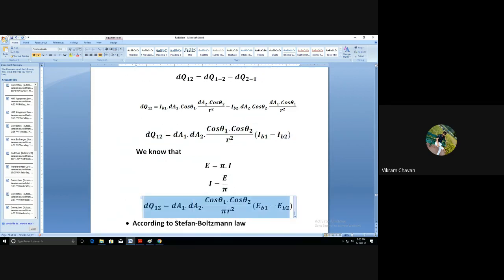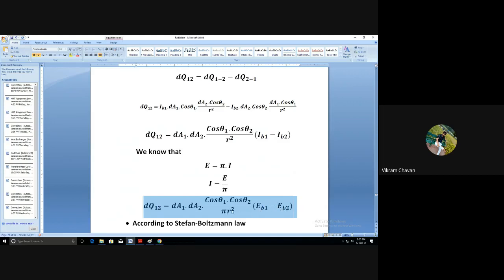If we put this formula in place of Ib1 and Ib2, we will get dq12 equal to dA1 multiplied by dA2 multiplied by cos theta 1 multiplied by cos theta 2 divided by pi r square, and inside the bracket, since pi is common and present as E divided by pi, what will remain is Eb1 minus Eb2.